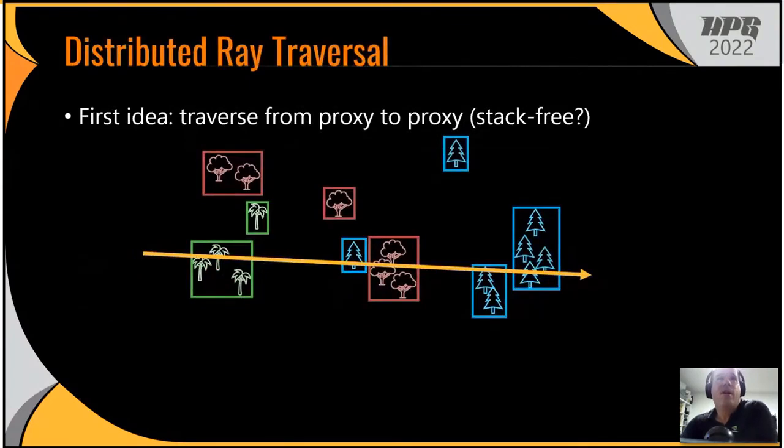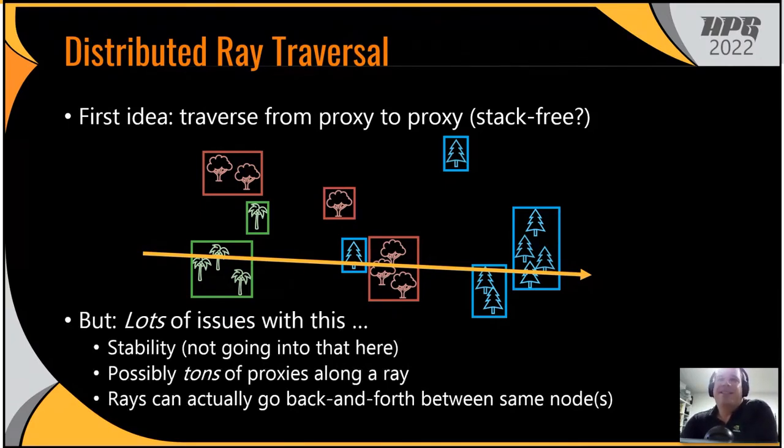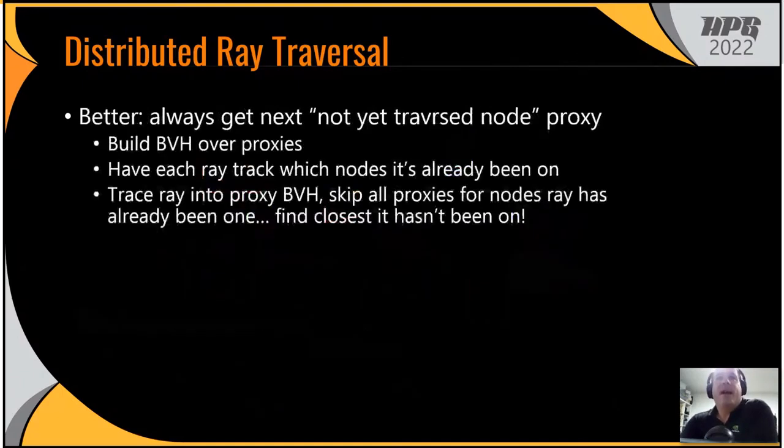Now, if you want to traverse that, the first idea that we had is that every rank would get all of these boxes, even though it only has one piece of content, and trace rays through these boxes in a BVH-like way, maybe with a stack-free BVH traversal or something like that. So you would maybe first traverse the green one, then the red one, then the blue one, then the red one, etc. That's kind of an obvious way to think of it, but there are lots of issues with that. For some reasons it's tricky to get it to work. You might have lots of proxies along the way, and you could actually, as in this case, go blue, red, blue, and that's just not reasonable. So we actually had to abandon that and find something better.